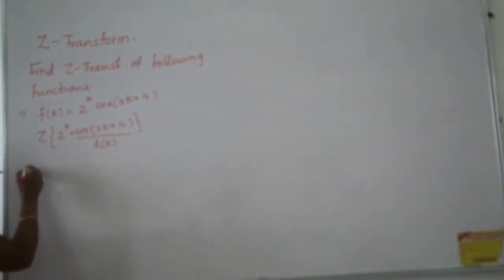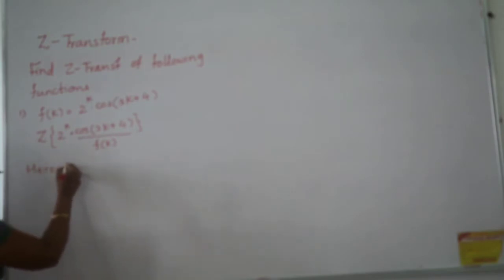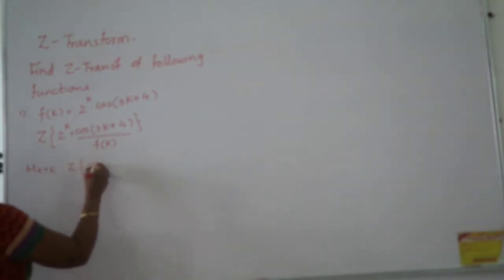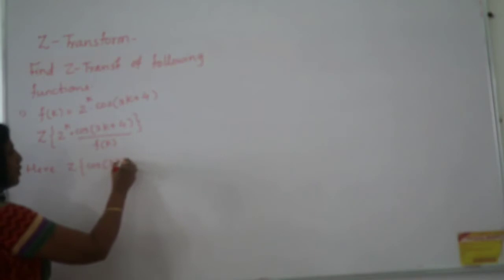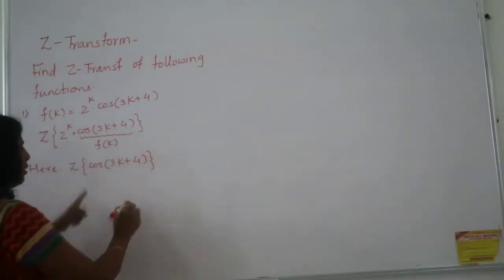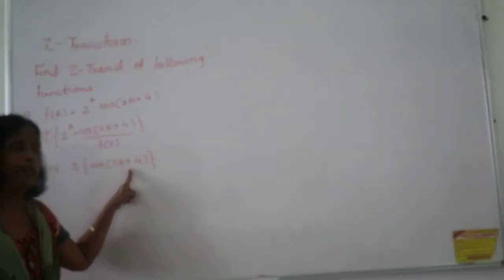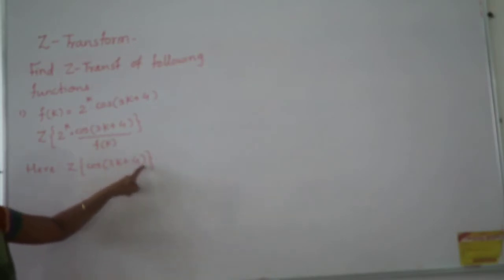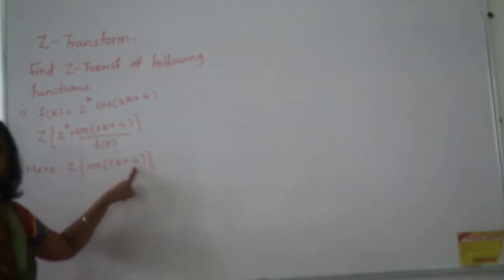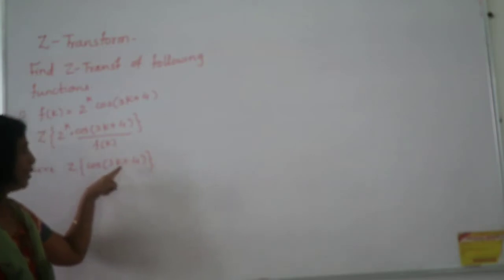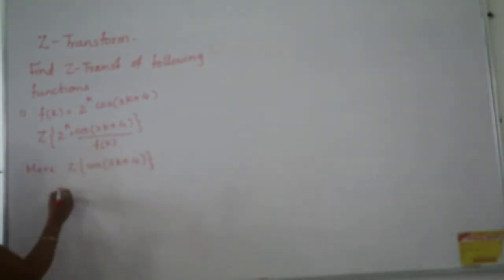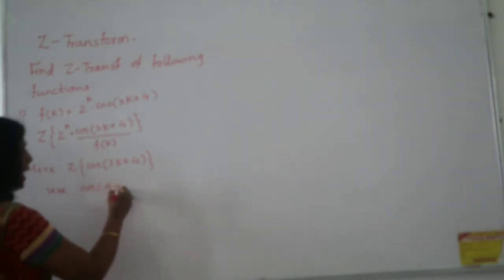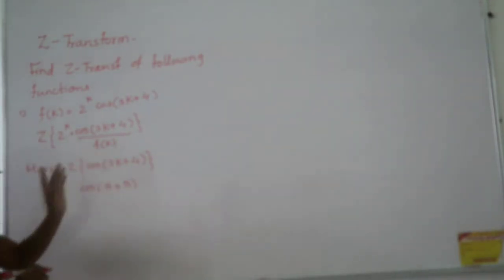Let me calculate the Z transform of this, cos of 3k plus 4. But remember, I don't have the Z transform of such a format. If you have gone through the formulae, I only have the Z transform of cos of alpha k, and the format alpha k plus 4 is not available. I cannot find the Z transform of this function directly. So what is to be done? I have to use the formula cos of a plus b, and convert my function into the required format.